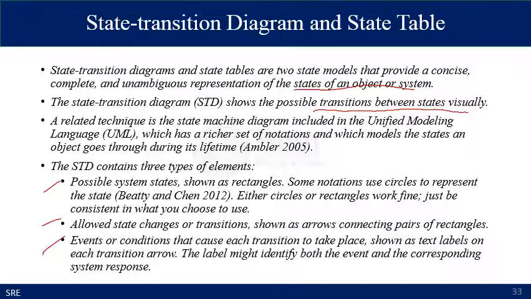States are shown as rectangles, though some notations use circles as well. Transitions are shown as arrows which connect pairs of rectangles or circles. The events or conditions that cause each transition to take place are shown as text labels.